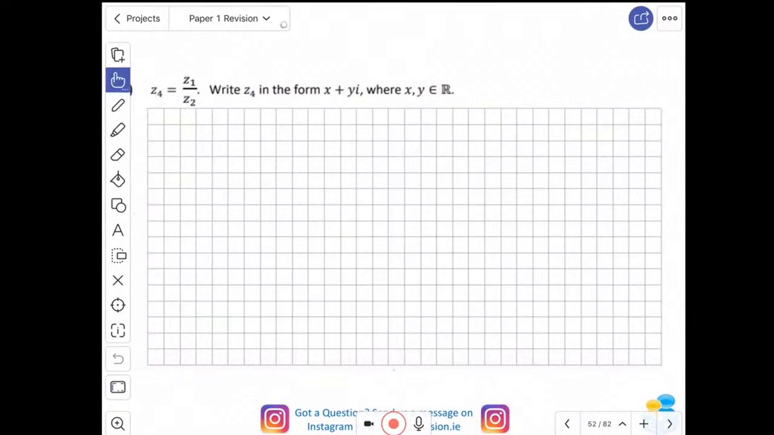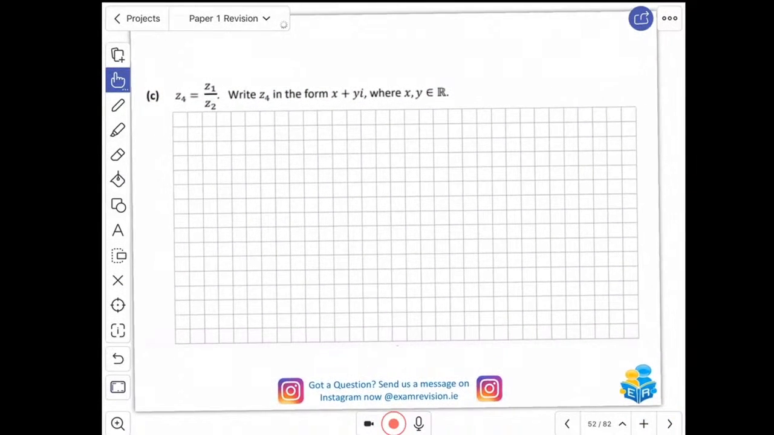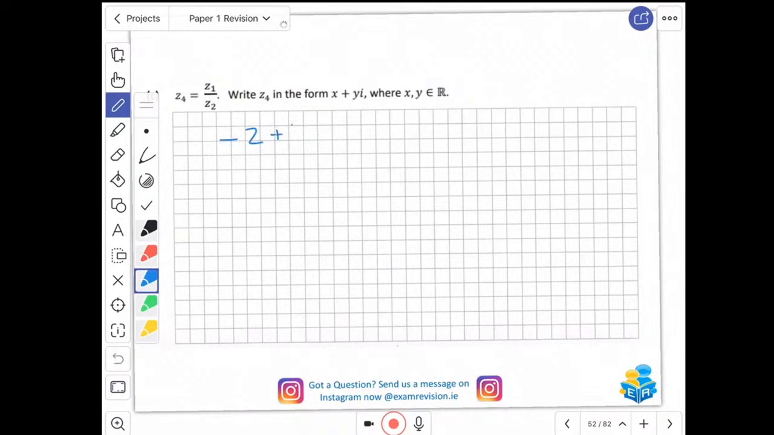And then the next bit I wanted to talk to you about, this was part C of that ordinary level question, is where we're being asked to work out Z4, which is Z1 over Z2. Z1 again was -2 plus 3i, and Z2 is -3 minus 2i. This is just another important recap: when we're trying to work with fractions in complex numbers, we need to use conjugates. We basically want to rationalize the denominator, which means we want to get rid of the complex number at the bottom part of this fraction. And this is definitely something you need to be able to do for the higher level.